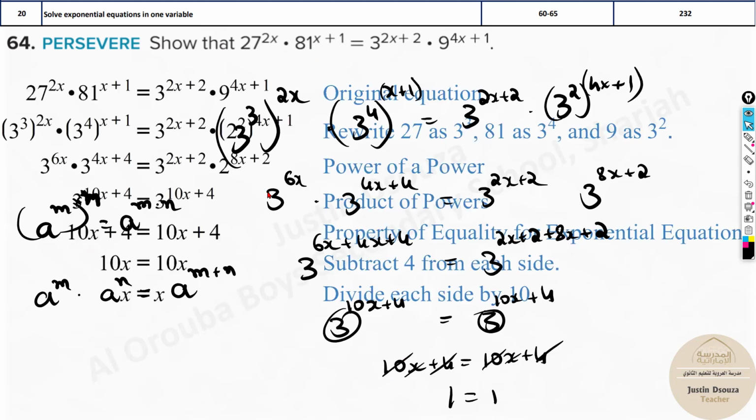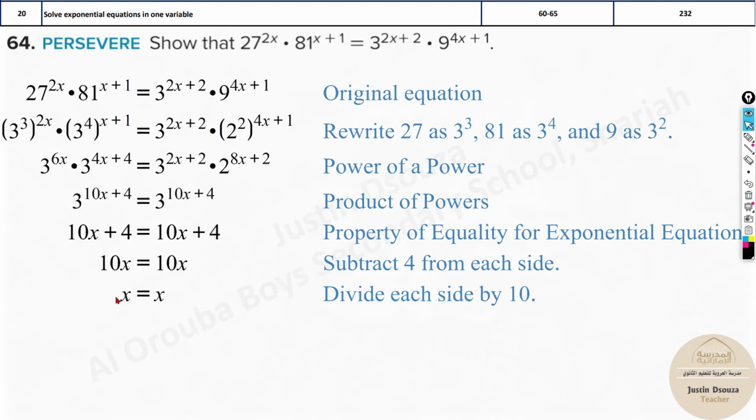So this is true. Okay, now see, we got the same thing, but here they simplified it further and just kept x equals x. Both the sides are the same. That's it.